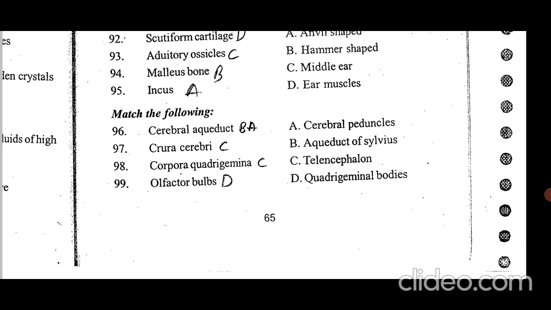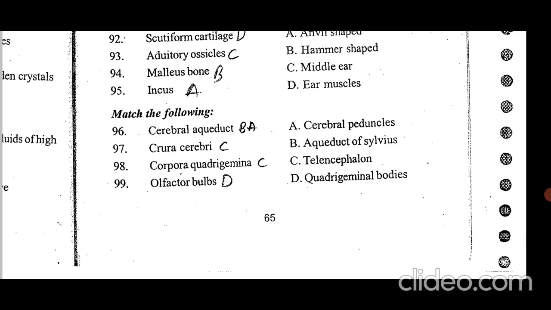Crura cerebri is also in the mesencephalon. Crura cerebri and corpora quadrigemina are in the mesencephalon. The mesencephalon has crura cerebri and corpora quadrigemina, whereas the olfactory bulbs are in the rhinencephalon.